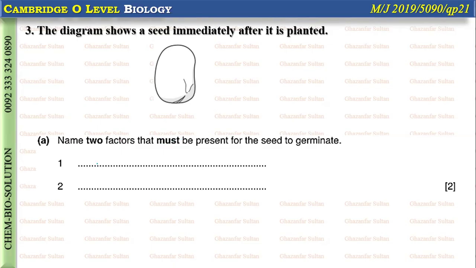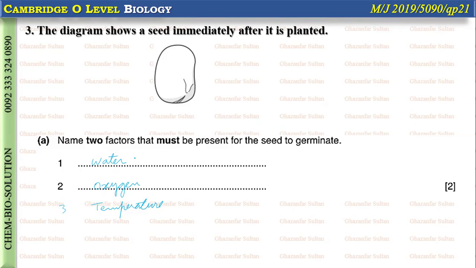We should know that for germination of any seed, we need water and oxygen and also temperature. But here they have asked only two factors. That's why we can write any of these two factors. So water, oxygen, and temperature. You can write this one and this one, or any two.